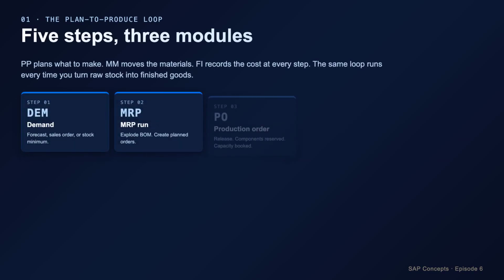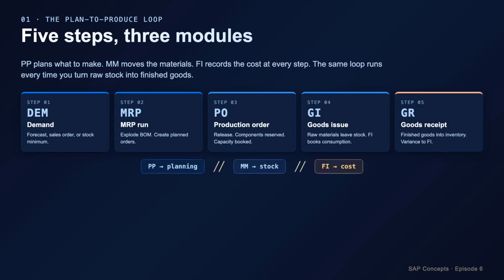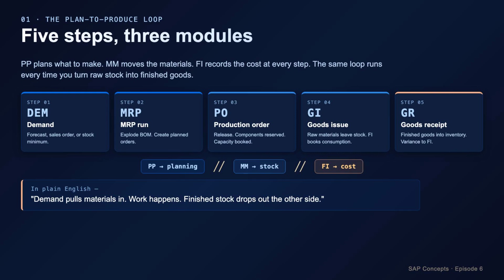The plan to produce loop. 5 steps, 3 modules. PP plans. MM moves the materials. FI records the cost. Demand comes in. MRP explodes the bill of materials into planned orders. A planner releases a planned order as a production order. The shop floor issues raw stock, confirms labor, and finally receives finished goods back into inventory. Variance posts to FI. Same loop every time you turn raw stock into finished goods.